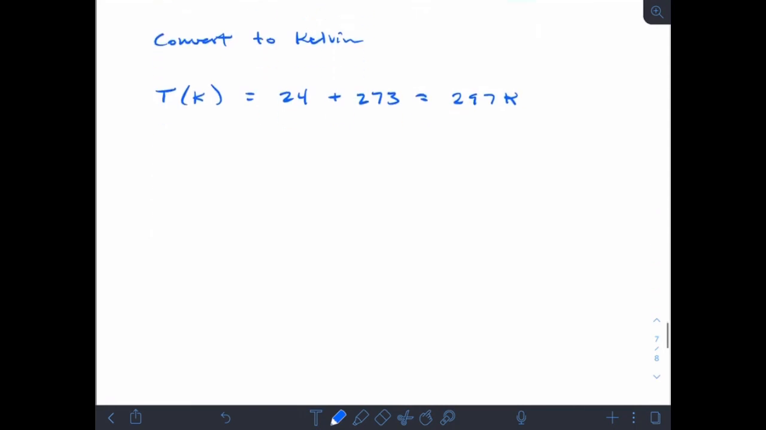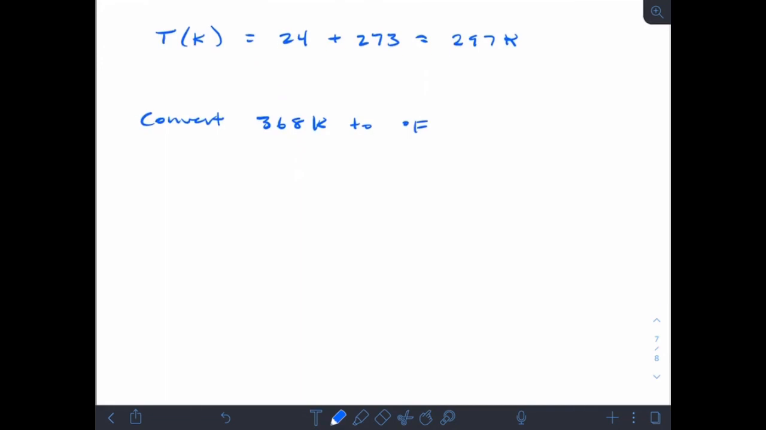Let's convert 368 Kelvin to degrees Fahrenheit. And so the easiest thing is to first convert to Celsius. First convert to degrees C. So temperature in C is 368 minus 273, which gives us a temperature in Celsius of 95 degrees.